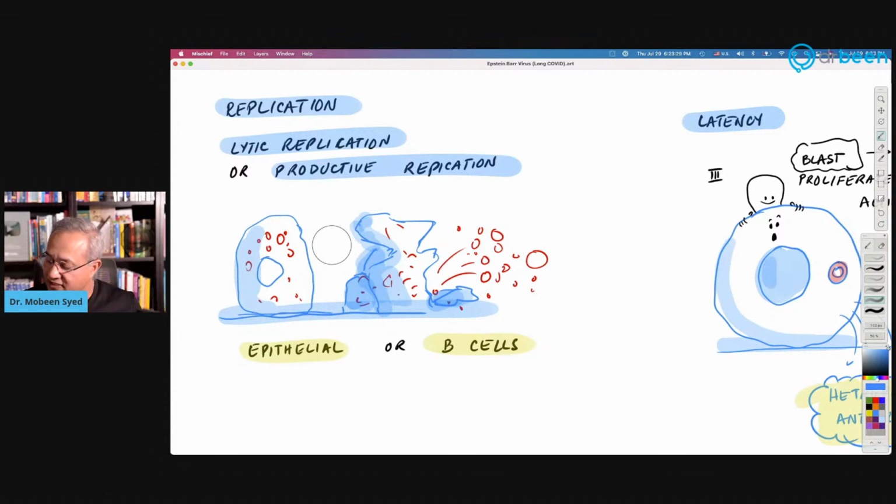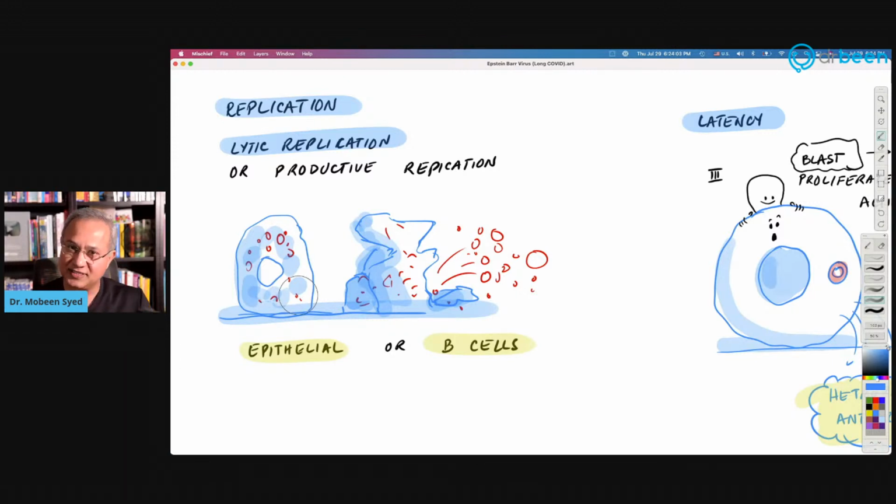So in the case of lytic replication, the virus enters the cell, as we saw before, and once it is in there, it starts increasing in numbers. When it increases in number, it breaks down the cell itself, causing damage, and the daughter virions come out. Then they go into the next cell and continue to do this, and that is how the damage occurs. So this way of this virus's activity is called lytic replication. This happens both in epithelial cells and B cells as well.